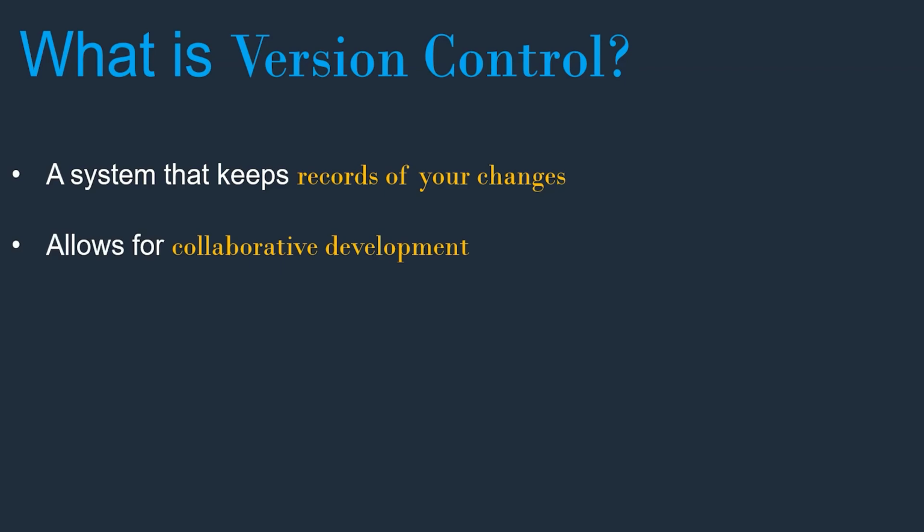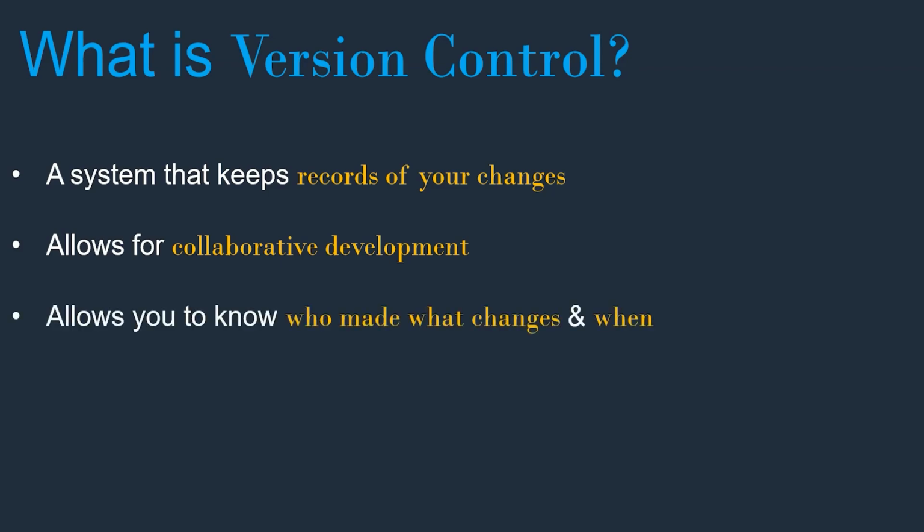Next, it allows for collaborative development. As I said, multiple people are working on the same project. Code sharing is quite a difficult problem, but if we use a version control system, it is very easy to share our code and work collaboratively. Next, it allows you to know who made what changes and when. As I said, whenever we make any changes, it tracks those changes and remembers who made them.